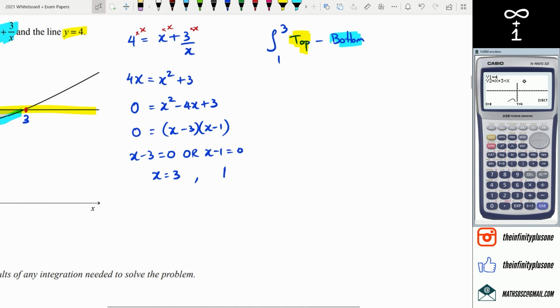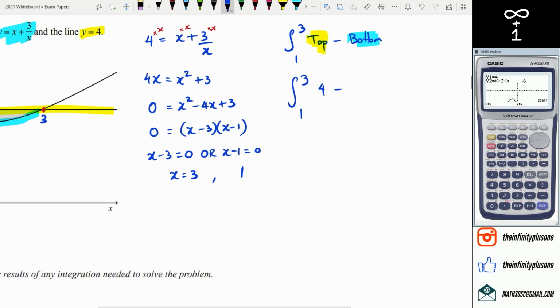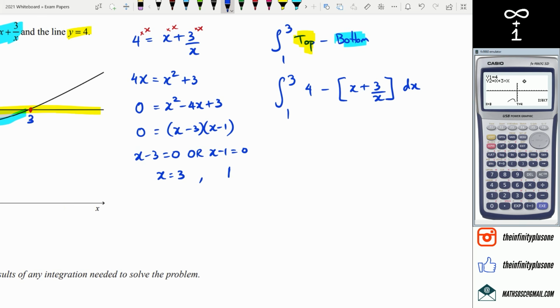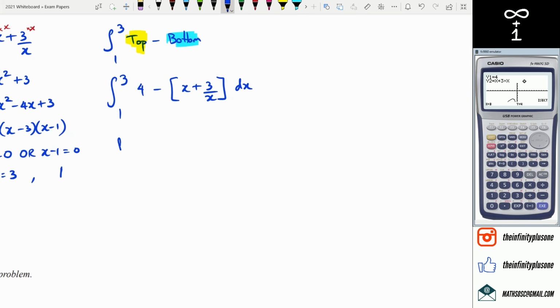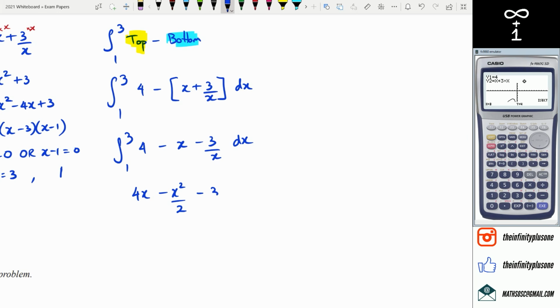So if we're going to go top minus bottom, we're going to do 4 minus, and we've got x plus 3 over x, which we're going to put in a little bracket like this, and dx. Now it's just a matter of taking out the brackets, integrating it, and solving it. So we're going to get 4 minus x minus 3 over x dx, and now I'm going to integrate it, which means I'm going to get 4x minus x squared over 2, minus x squared over 2, and this is going to become 1 over x, so it's going to become 3 ln of x. And all of this is, of course, between 3 and 1.